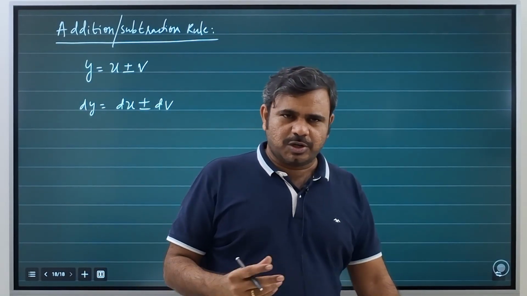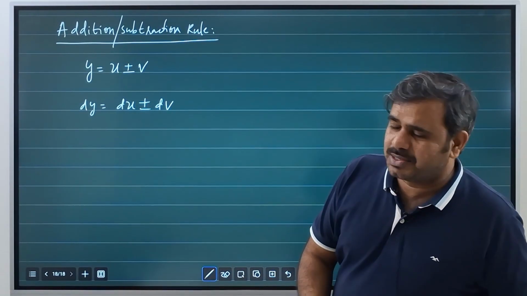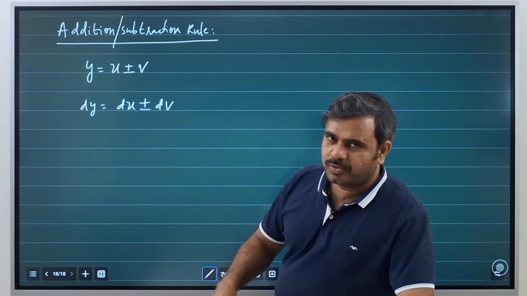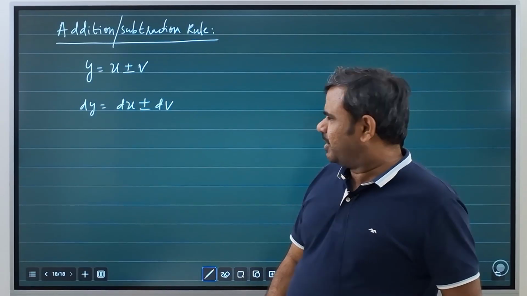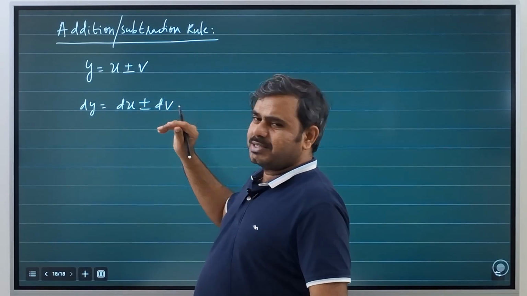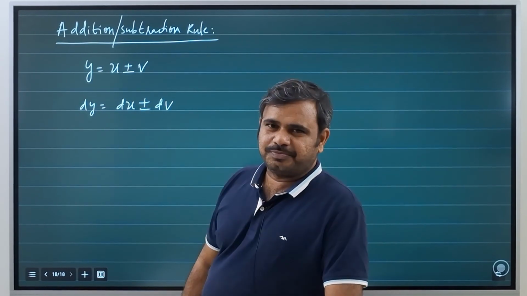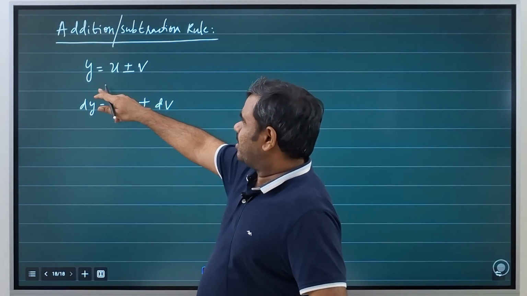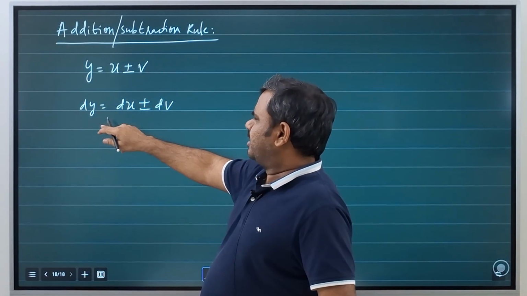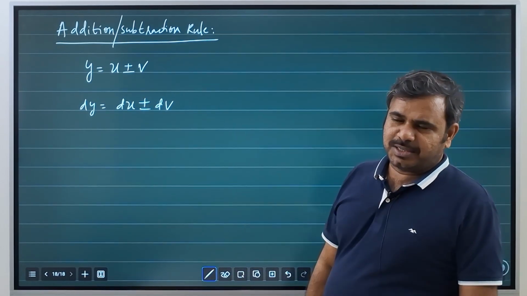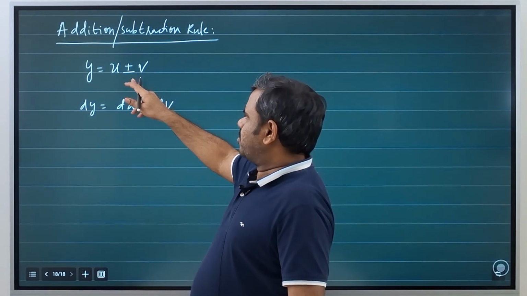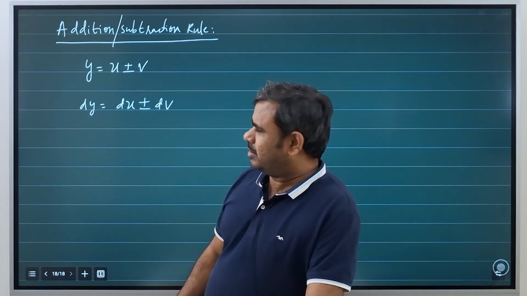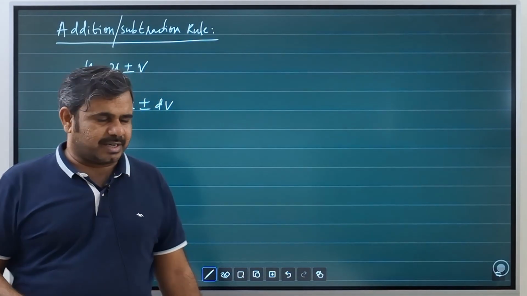If y is equal to u plus v, change in y is equal to change in u plus change in v. If y is equal to u minus v, change in y is equal to change in u minus change in v. That's what we are writing here. Because y is equal to u plus v, change in y is equal to change in u plus change in v. Because y is equal to u minus v, change in y is equal to change in u minus change in v.